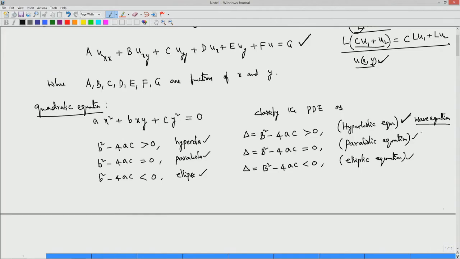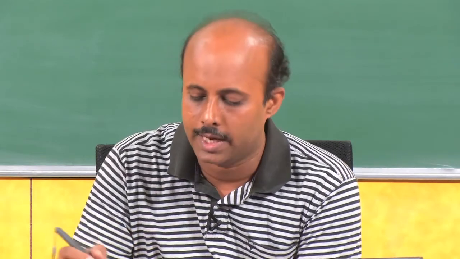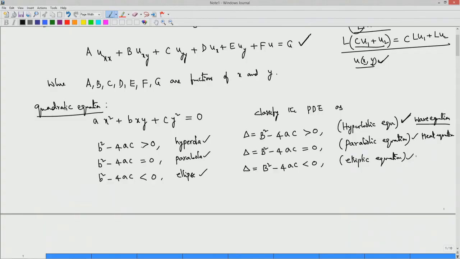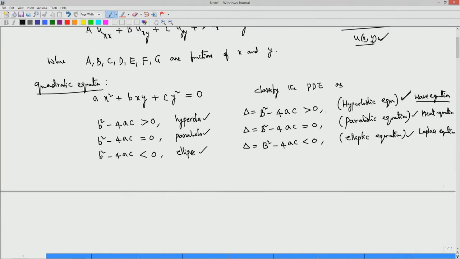The typical equation you will get for the parabolic case is the heat equation. If your discriminant is 0 and you change the equation into this parabolic form, you look for new variables, some xi and eta, and in those new variables you get the heat equation. In the elliptic case, in terms of these new variables, you get the Laplace equation. This is how you classify. The typical equations are the wave, heat and Laplace equations. So, we will try to see how we classify these equations.